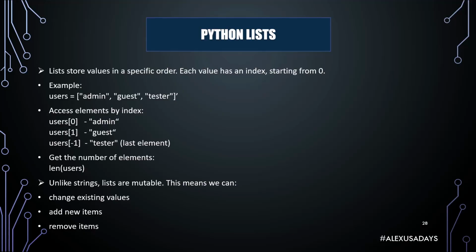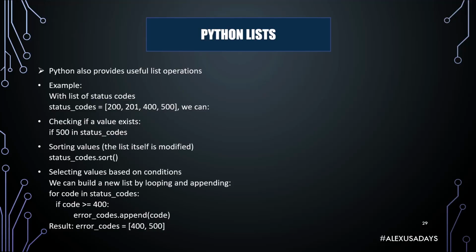Lists store values in a specific order. Each value has an index starting from 0. For example, we have a list of users here where admin, guests, and testers are stored in the users. Users 0 is admin, users 1 is guests, and users -1 would be the last value in the list. That would be tester. You can get the number of elements in the list using the len command. So len users will give you 3 as a total number of elements. Unlike strings, lists are mutable. This means we can change existing values, add new items, remove items.